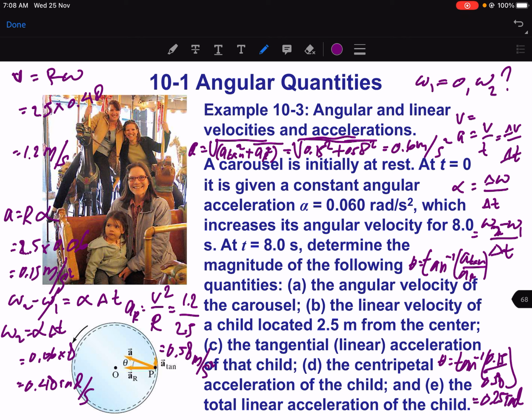Okay, so A is angular velocity, omega 2, B is linear velocity, V, C is tangential acceleration, a tangential, D is centripetal, a_R, E is the total linear acceleration. Okay, we go to the next example.